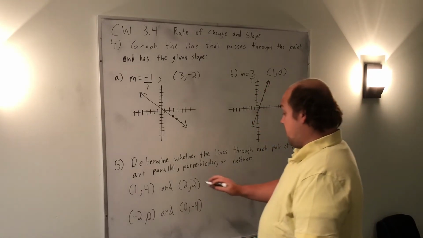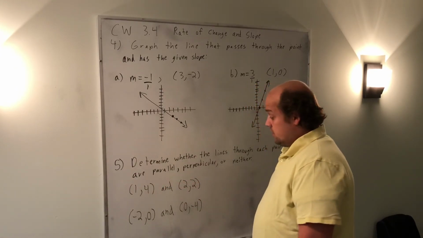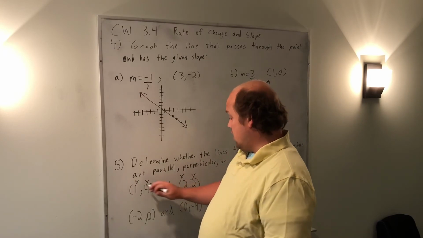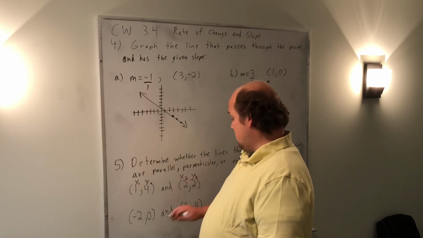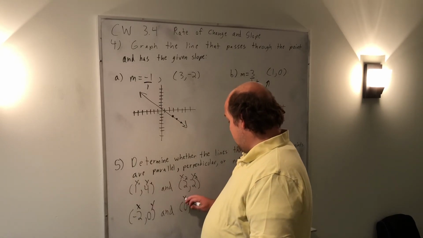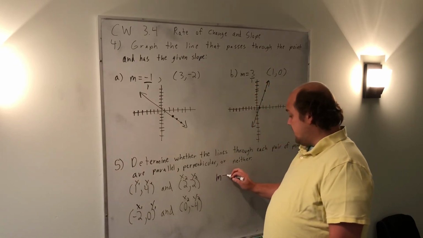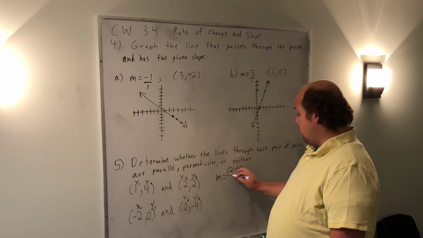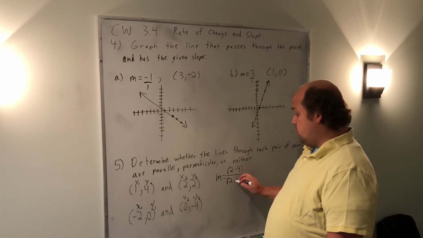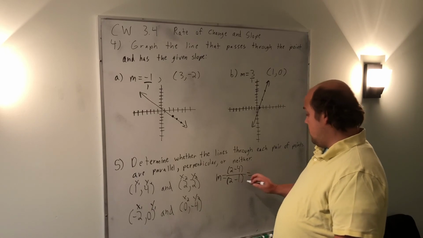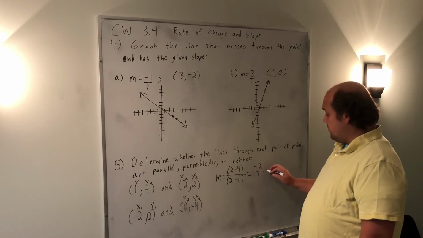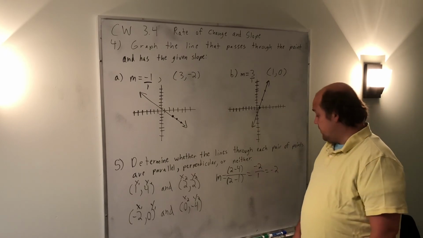So let's start by finding the slope in the first set of points. I'm going to label them x1, y1, x2, y2. Let me go ahead and do that for the second points while I'm here. So my formula says I need to take y2, in this case 2, minus y1, in this case 4, over x2, 2, minus x1, 1. On top, 2 minus 4 gives me -2. On bottom, 2 minus 1 gives me 1. So I get a slope of -2.